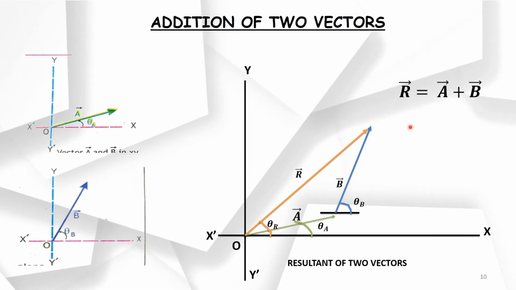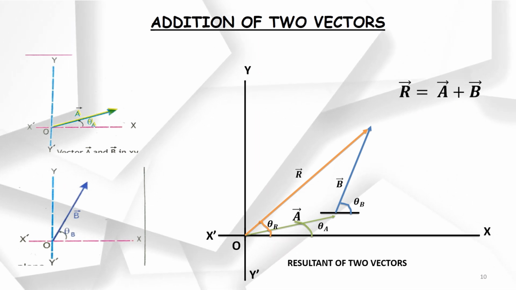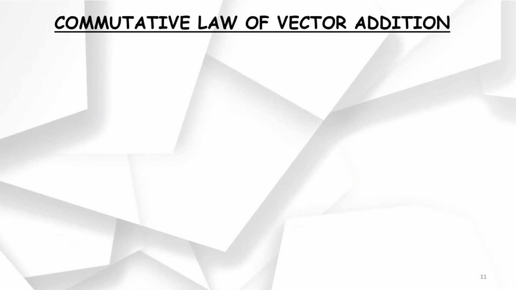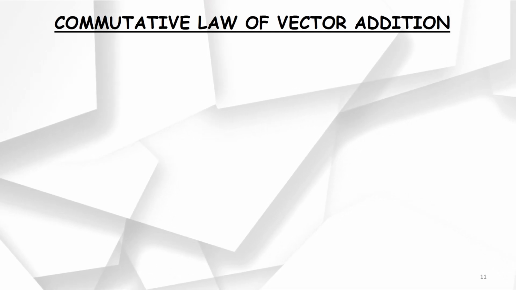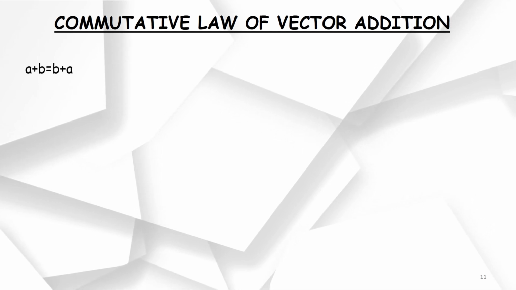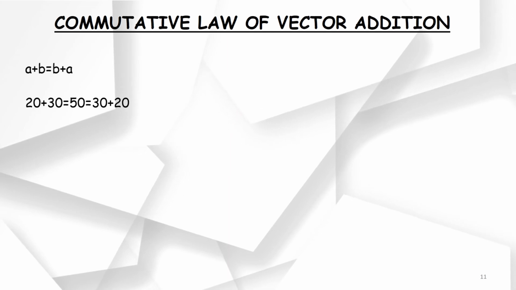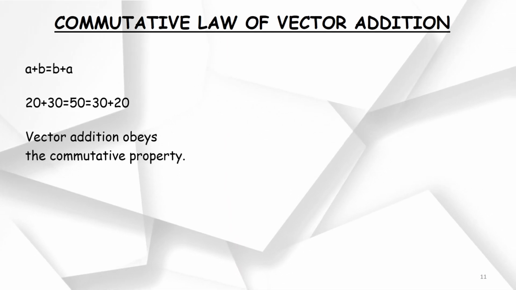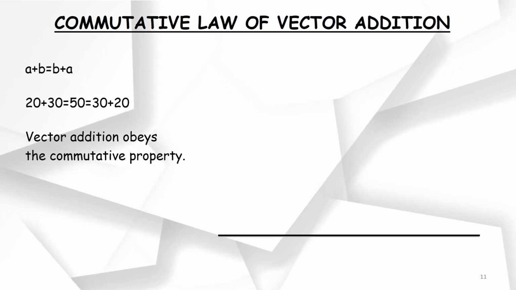So we aim to prove that the addition of two or more vectors is commutative, meaning the order of addition doesn't change the result. In algebra, the commutative property states that a plus b is equivalent to b plus a. So we will explore if this property holds true for vectors considering their directional nature. To demonstrate this, we will use graphical addition on a coordinate plane with x and y axis.